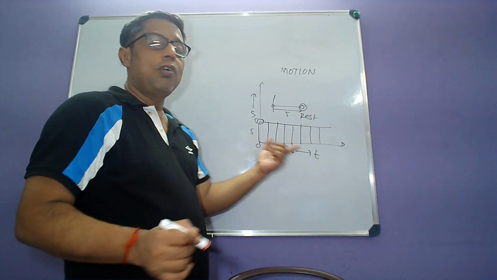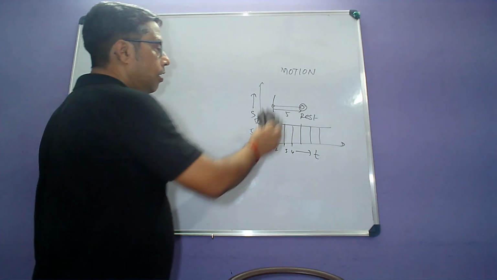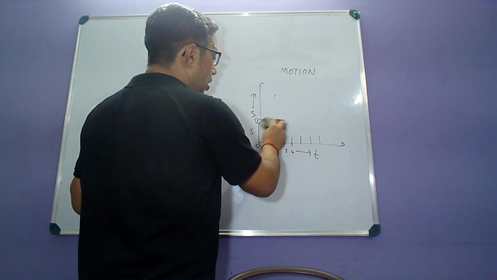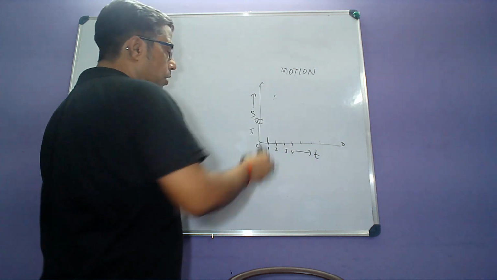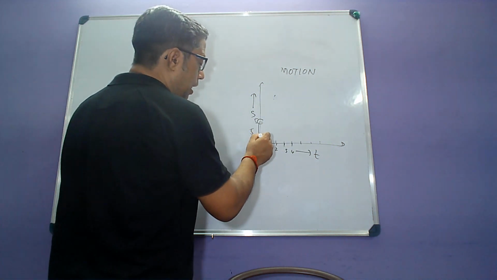So this is the way we have to understand. Now next, the object is moving. So what will happen? Object is moving means that with respect to time, the position of the object is changing.